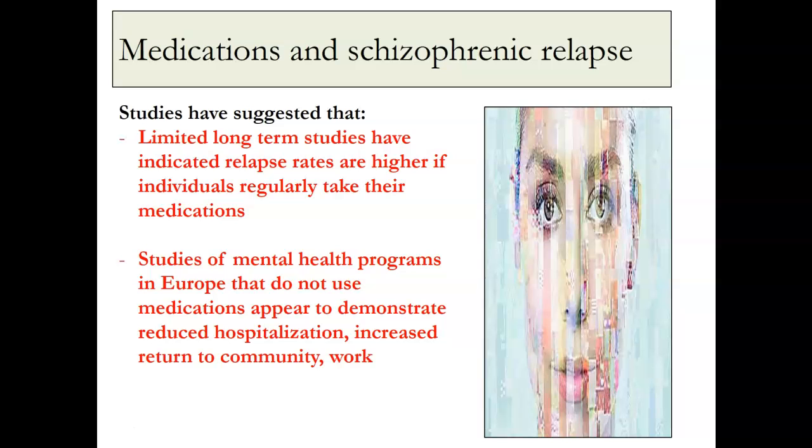Again, that's flipping around, and you're going to get questions on this, so it's counterintuitive to a lot of what you've already read. All of which is true, but there are studies pushing the other way, showing that long-term use of medications seems to really do a number on the brain and make symptoms worse. Conversely, studies of mental health programs in Europe that do not use medications, and there are programs we'll talk about that use very limited medications to treat schizophrenia, appear to demonstrate reduced hospitalizations, increased return to community and work.